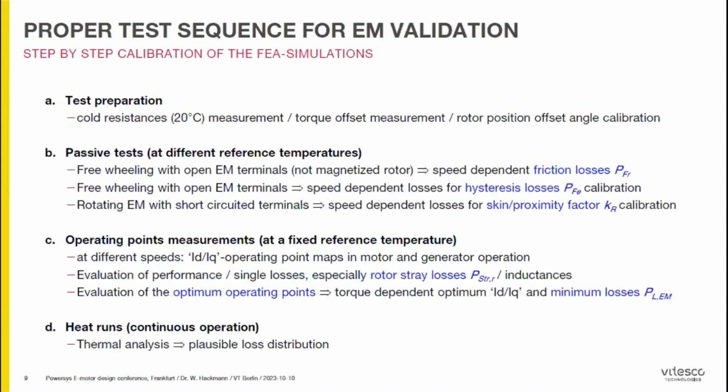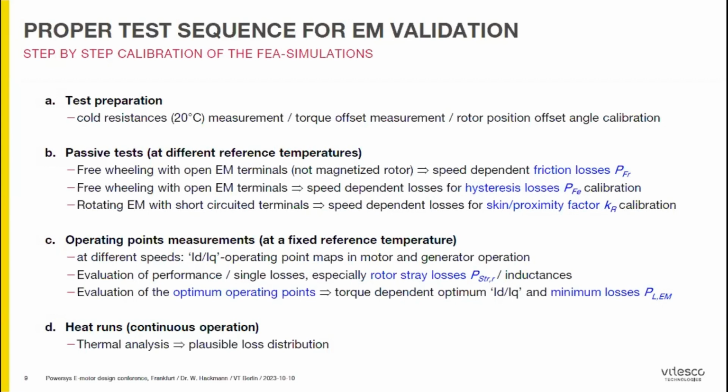And to get a good validation, we are normally doing a step-by-step calibration or tuning of the simulations. We are starting by checking the first numbers, and then going further and further. This is our standard procedure. We are starting normally with a test preparation. We want to have very accurately measured cold resistances. We have to check the torque offset of the test bench. The rotor position offset angle calibration plays a big role, so we are doing this very accurately.